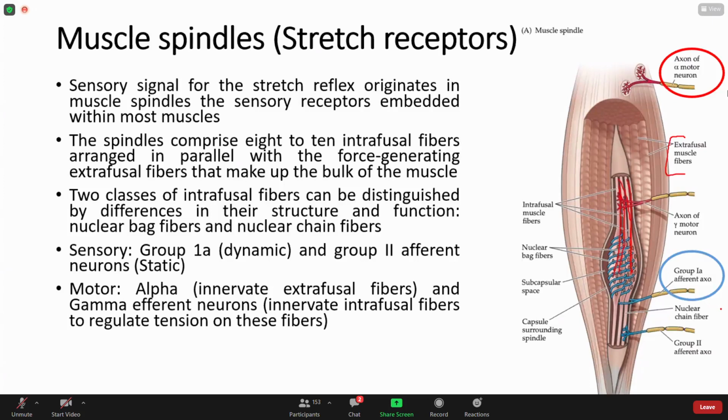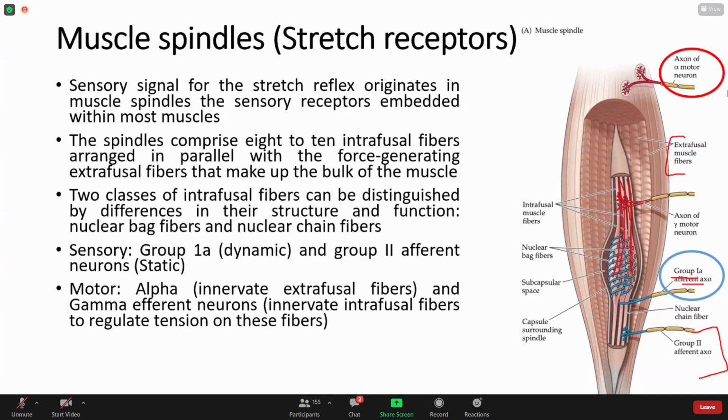So these, as Hamza said, we have the group 1A afferent neurons, which are innervating both the nuclear bag and the nuclear chain intrafusal fibers. And we have also the group 2 afferent sensory neurons, which are innervating which type of fibers? Only the nuclear chain fibers. Very good. So what's the difference between group 1A and group 2? 1A innervates both the nuclear bags and chains, but 2 only the nuclear chain.